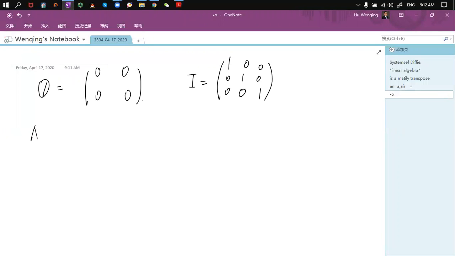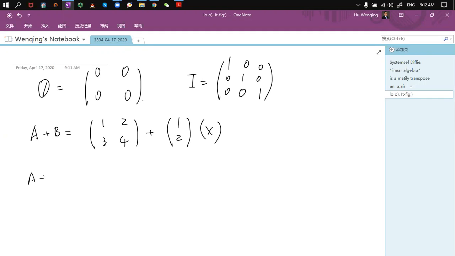Well, if you have A plus B, naturally, for example, 1, 2, 3, 4. Can you add this matrix 1, 2? Well, this is not possible because these two matrices simply don't have the same size. If they have the same size, it means they have the same number of rows as well as the same number of columns. Only in that case, we say these two matrices have the same size. If they have the same size, you can simply do an addition.